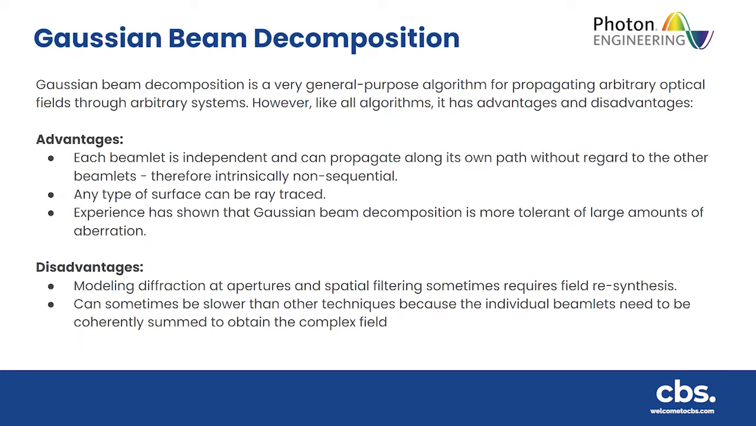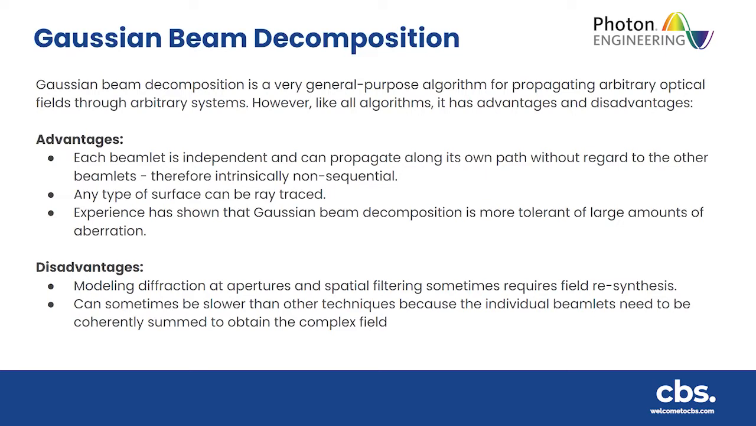But any type of surface such as aspheres, etc., can be traced without trouble. And experience has shown that Gaussian beam decomposition is more tolerant of large amounts of aberration. Again, some other techniques, physical optics, might have some sort of limitation there.